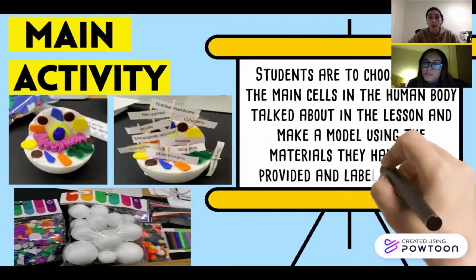All right, so this is our main activity. Sorry, technical difficulties, that is the hand there, but basically students are to choose one of the main cells in the human body that has been talked about in the lesson, sorry. And then they are to make a model using the materials that have been provided and then label the model. So as you can see here, there's pictures of what the cell could look like and how it's labeled correctly.